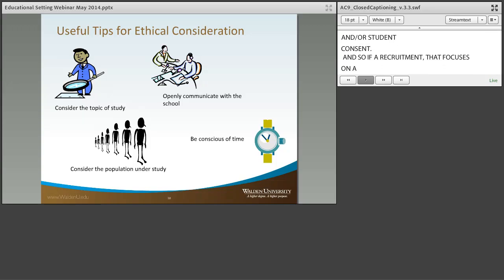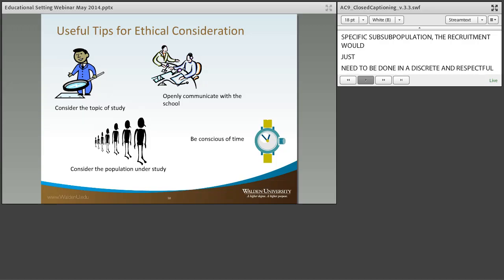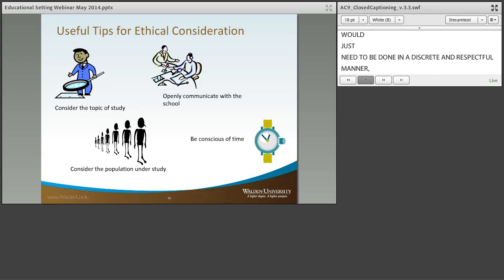And so if a recruitment focuses on a specific subpopulation, the recruitment would need to be done in a discreet and respectful manner, so as to not involve potentially stigmatizing labels or stereotypes or experiences. This can range from maybe sending home flyers and allowing people to self-select into a study, to sometimes possibly moving the recruitment to outside of the school and then bringing it back into the school a little bit later on.